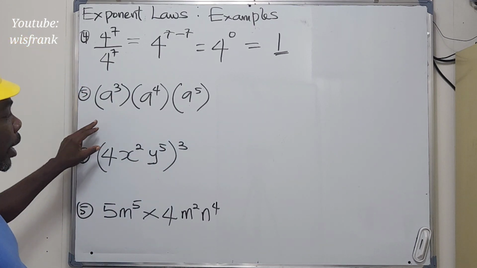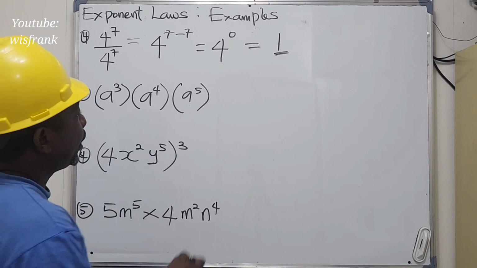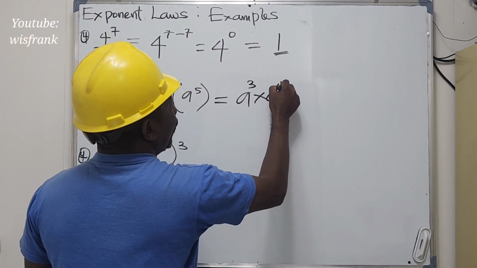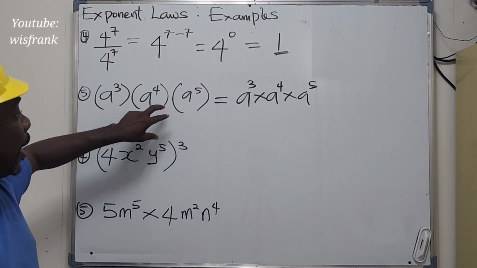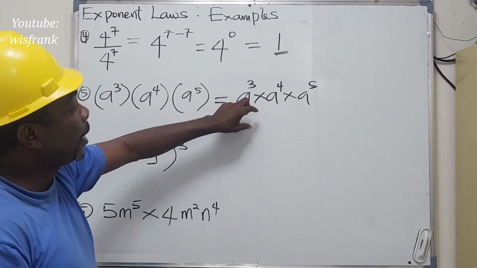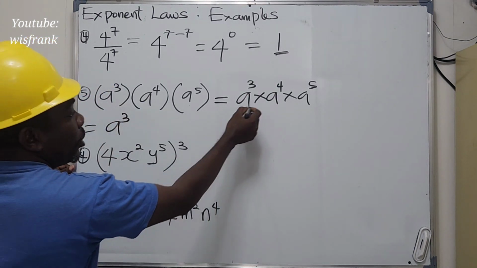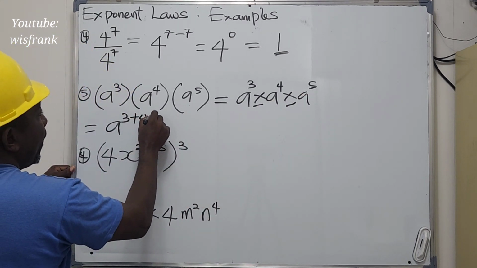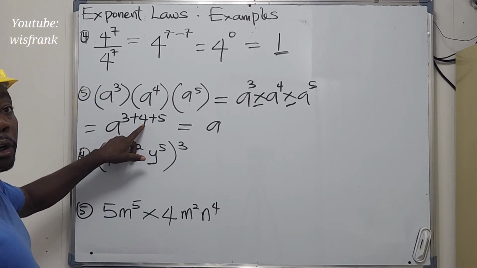So the next one, number 5, we have a to the power of 3 times a to the power of 4 times a to the power of 5. So this can be written as a to the power of 3 times a to the power of 4 times a to the power of 5. I need to clear this parenthesis, because the parenthesis means a multiplication sign if you see something like this. So in this case, applying the rule, this can be written as a to the power of 3, because it is multiplication, we need to add all of them. So 3 plus 4 plus 5. This is the same thing as a to the power of 3 plus 4 is 7.